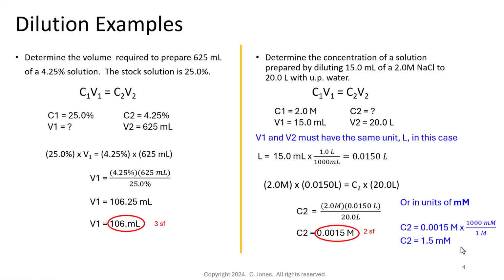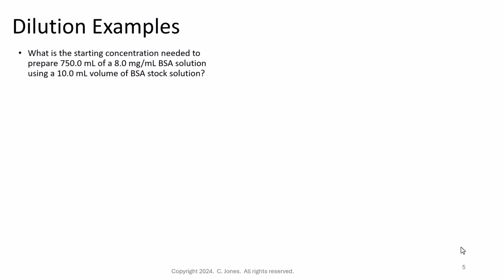Okay? All right. Hopefully you guys are following along. Let's do another one. What is the starting concentration needed to prepare 750 mL of 8.0 milligram per mL BSA using a 10 mL volume of BSA stock solution?